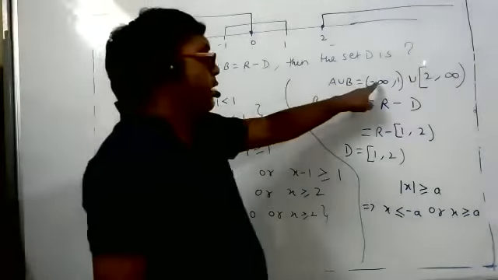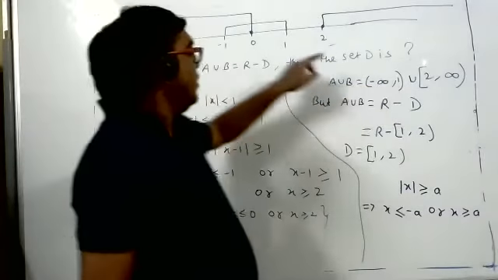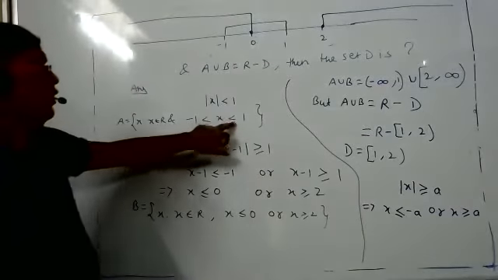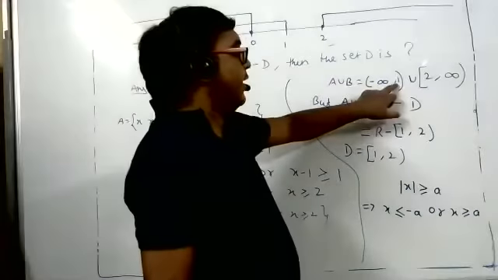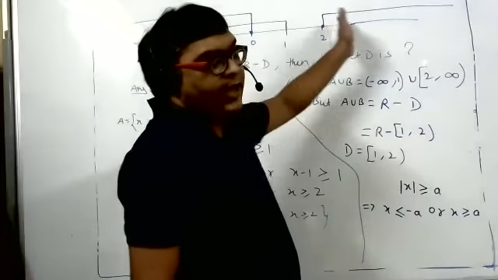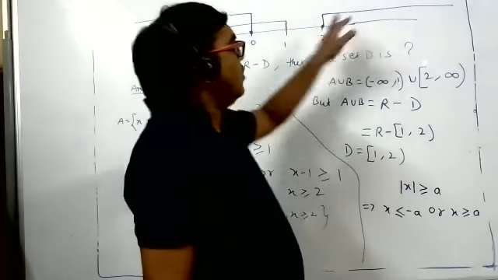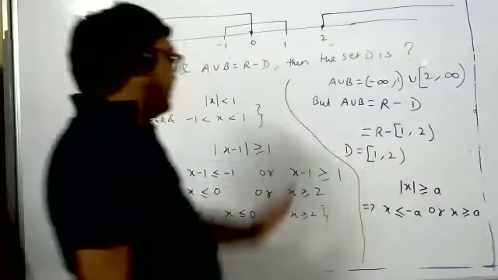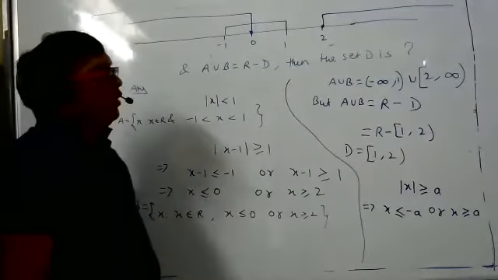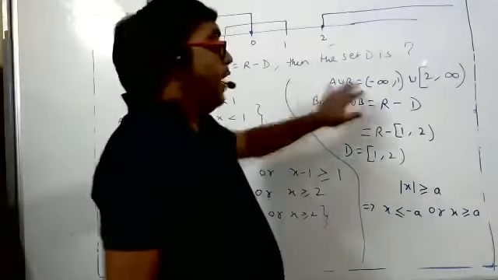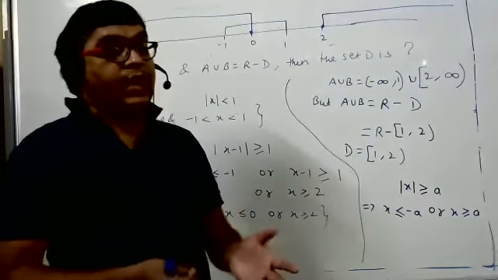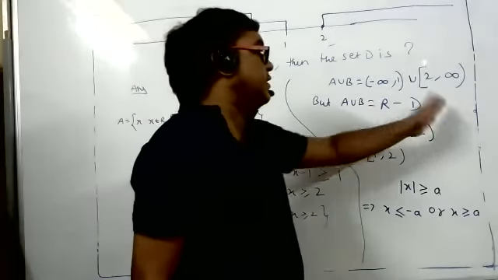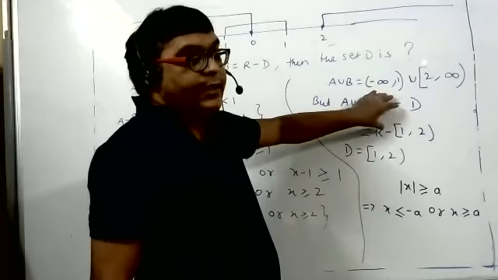That's why I have considered minus infinity to 1. The number 1 itself is not included because here equal to is not there. So that's why I put an open bracket. Union, even this real number I have to consider, 2 to infinity. So all the real numbers more than 2 till infinity, and 2 also we have to consider because it is equal to. So this is A union B, but I have to write my answer as they have given in the question. The question says A union B is R minus D, means all the real numbers minus D.